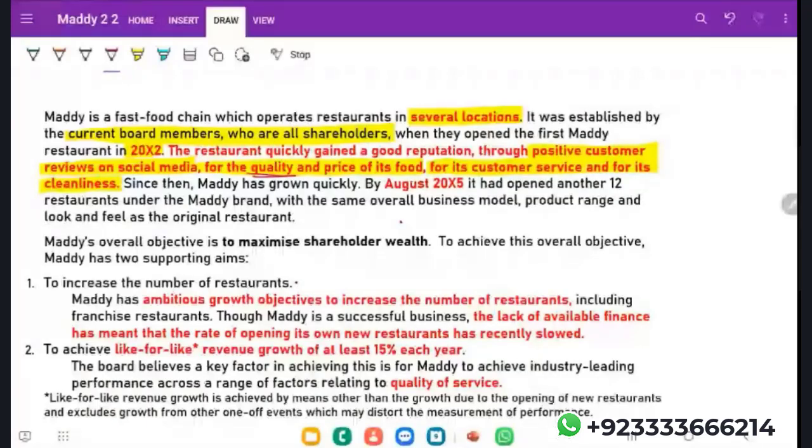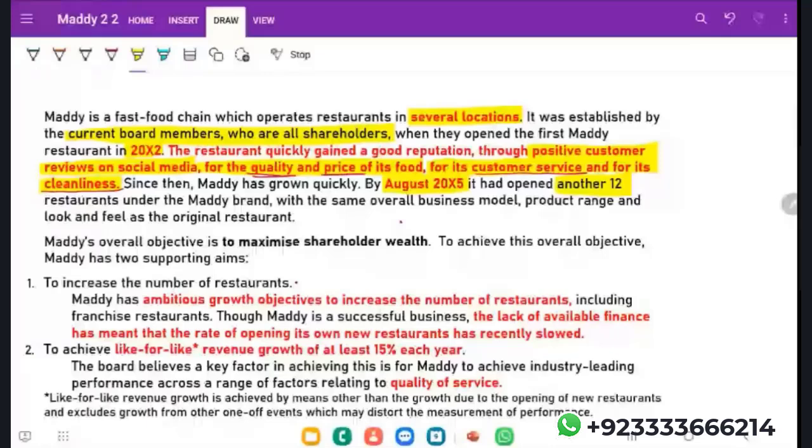So they have identified a few reasons why the restaurant is popular, because the customers were satisfied with respect to the quality and the price of its food, and for its customer service and for its cleanliness. So there are four factors because of which this restaurant gained popularity, right? Since then, Medi has grown quickly.